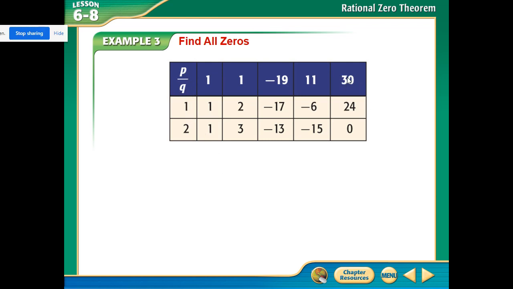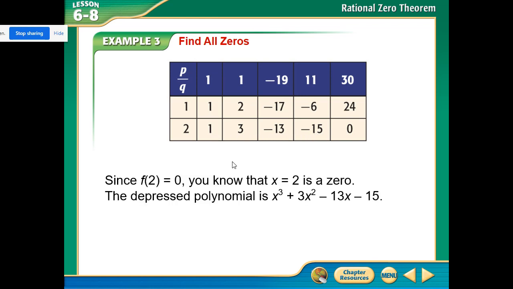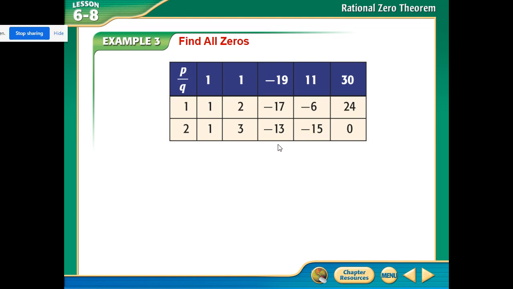So the 0 here is 30 as an answer. So if we try 1, we get 24. So it's coming down. Try 2, and we get our 0. So we were able to go ahead and find 1. But since it's a 4th degree, we only have a 3rd degree left. So I can't go ahead and put this in the quadratic formula or factor this yet. So I'm going to have to keep going.